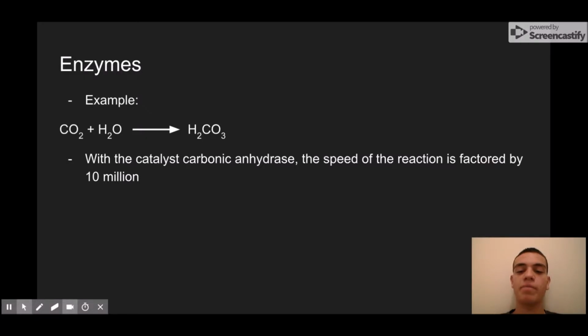Here is an example. Carbon dioxide reacts with water to form carbonic acid. This reaction is needed in the human body. In this way, we remove carbon dioxide waste from our bodies. The problem is that without a catalyst, this reaction would happen really slowly, and carbon dioxide may build up in the body. This is why there is a catalyst for this very reaction, carbonic anhydrase. Carbonic anhydrase speeds up the reaction by 10 million times.